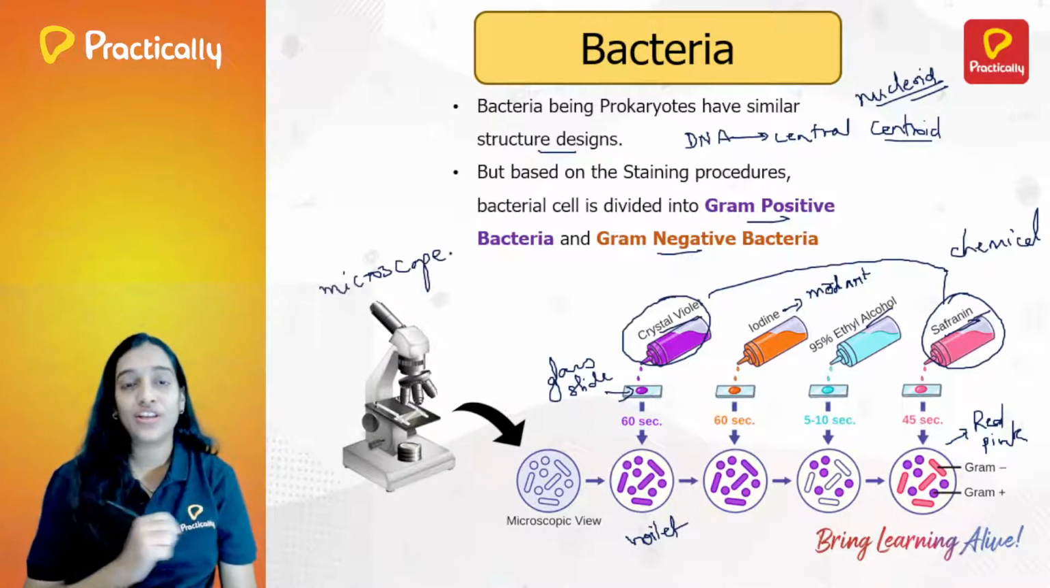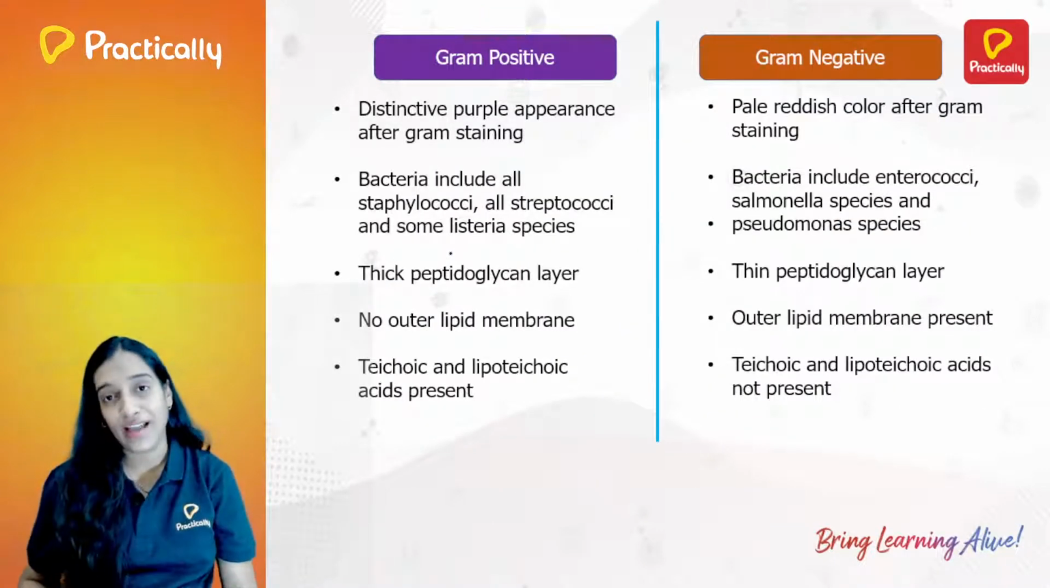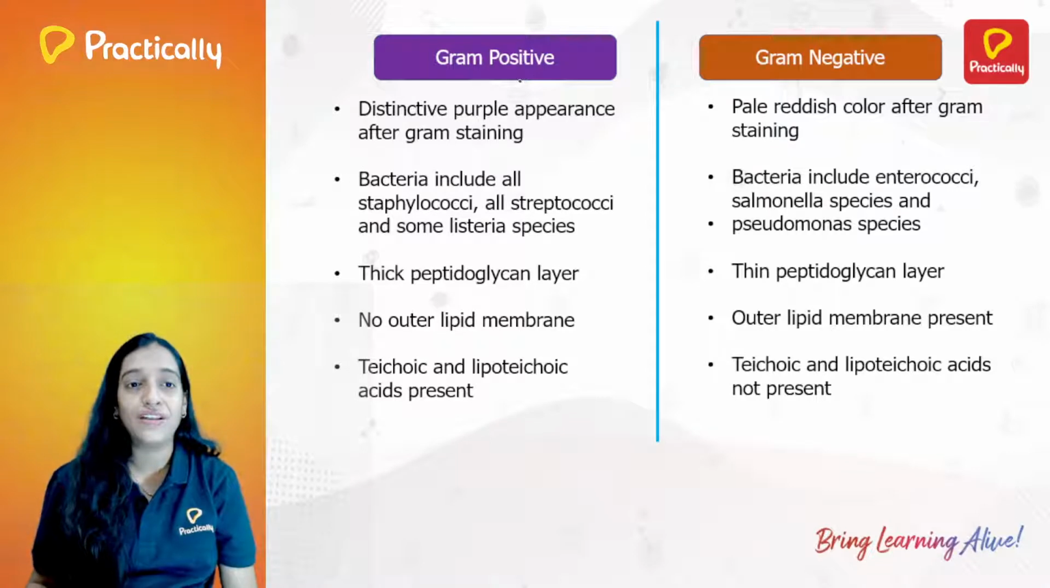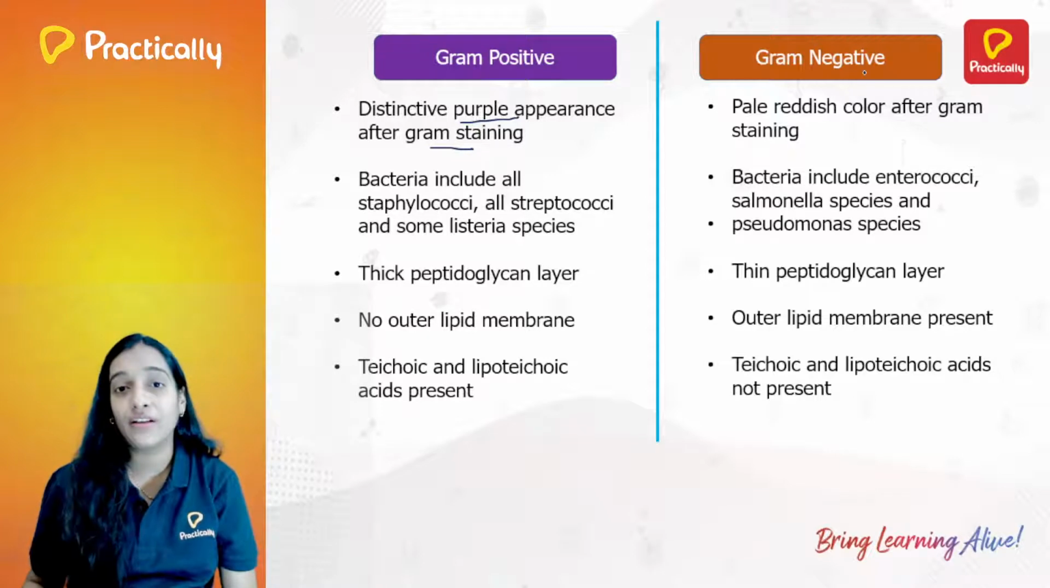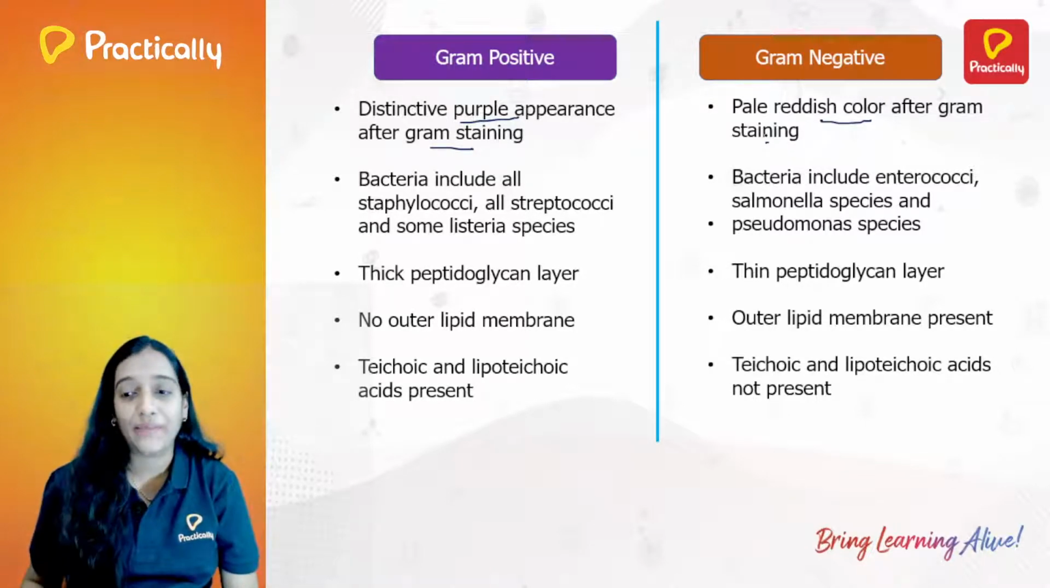Okay, so keep this in mind. What are the differences between gram-negative and gram-positive? Well, as I have said, they take up violet color, that means purple color appearance in the gram staining, and because of that they are known as gram-positive. Whereas pale reddish color or pink color appears after saffron stain, so these organisms are known as gram-negative.